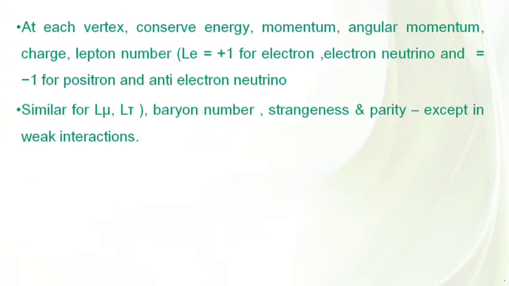At each vertex we conserve energy, momentum, angular momentum, and lepton numbers. Lepton number for the electron is +1, and for the electron neutrino also +1, and for the positron and anti-electron neutrino it is -1. Similarly for the lepton number of the muon and tau. This also conserves baryon number, strangeness, and parity, except in weak interactions. In weak interactions you can't say these are all conserved. So these are Feynman diagrams.